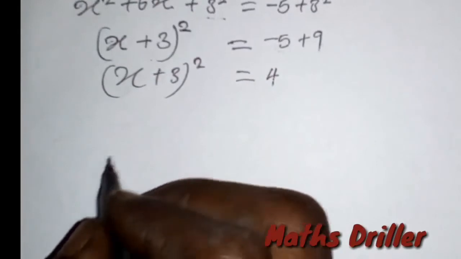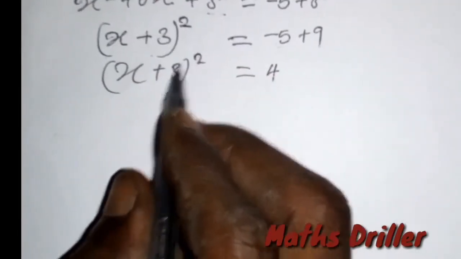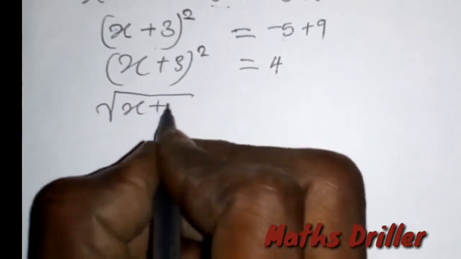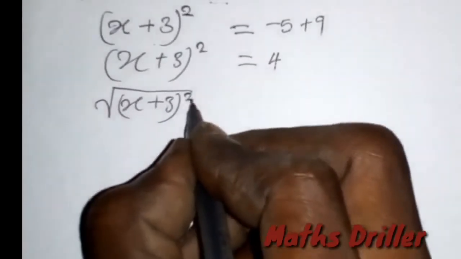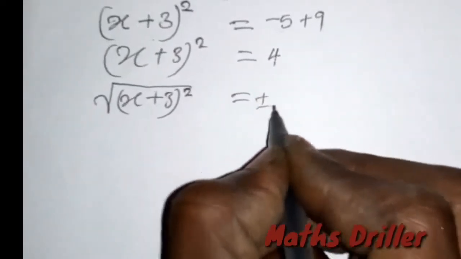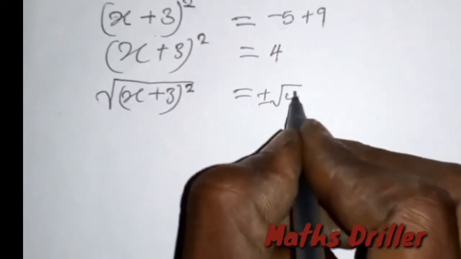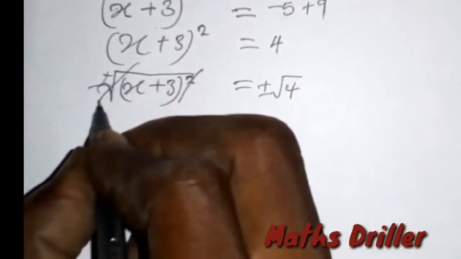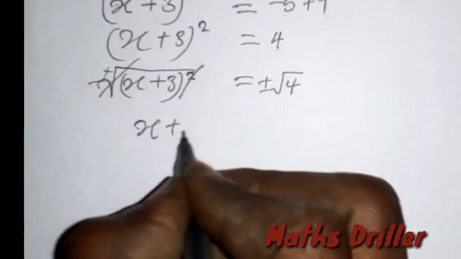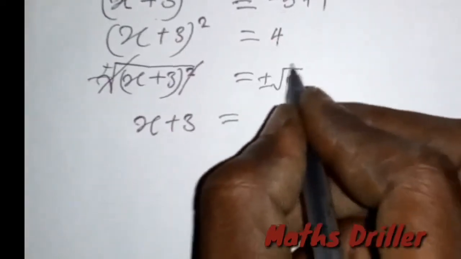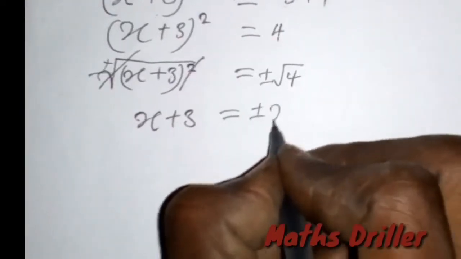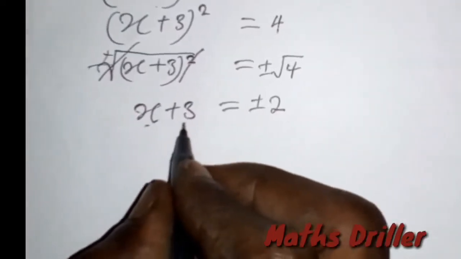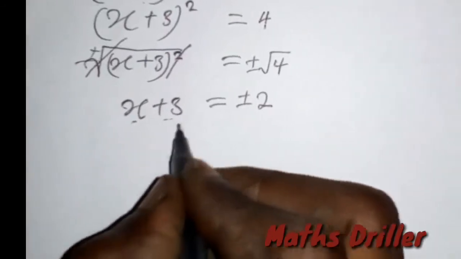What we are going to do now is, in order to eliminate this square, we take the square root of both sides. We have x plus 3 in bracket squared is equal to plus or minus root of 4. Therefore, the square cancels the root. Here we have x plus 3 is equal to the square root of 4, which is plus or minus 2. Therefore, in order to find x, we subtract both sides by 3.